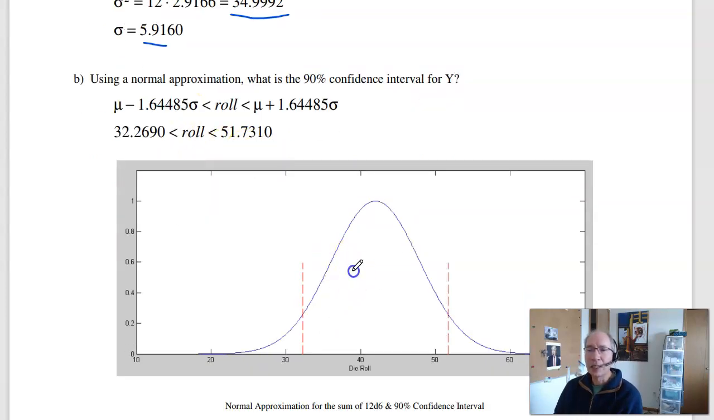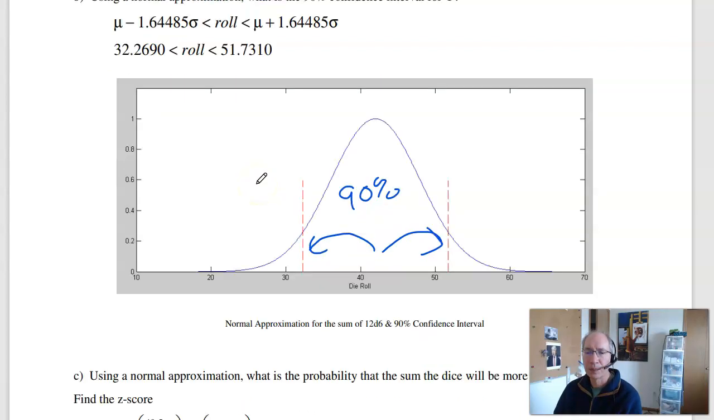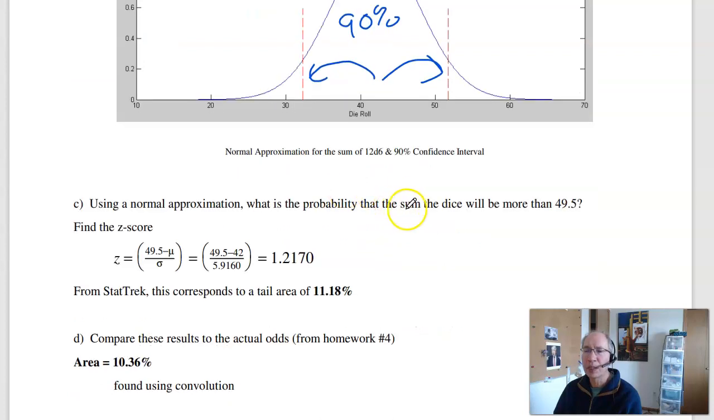Again, to get the 90% confidence interval, I want to go left and right of the mean by 1.6445 standard deviations. So doing that, I get that I would be between 32 and 51. Same thing we got in homework set 4. If I want to know the probability that I'm more than 49.5, take the distance to 49.5 in terms of standard deviations. That's 1.2 standard deviations, the z-score. Convert that to probability using StatTrak, and I get 11.18%. The actual odds are 10.36.